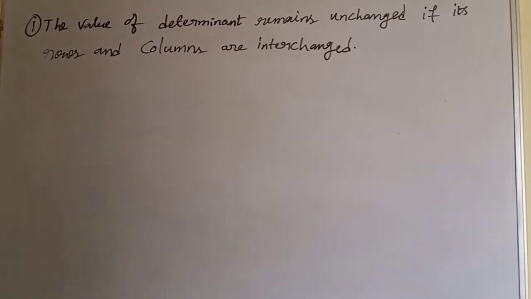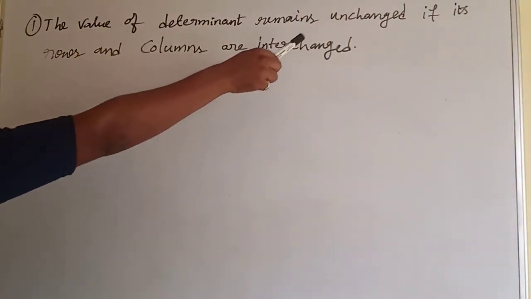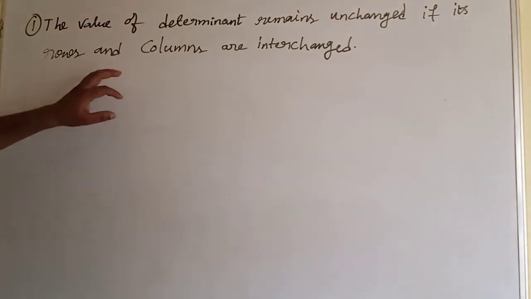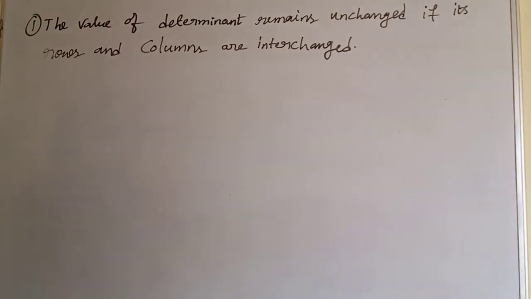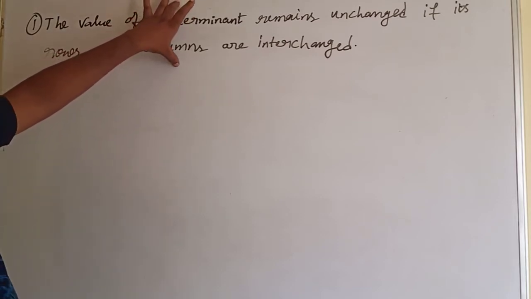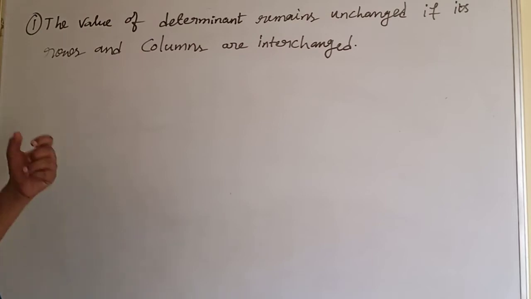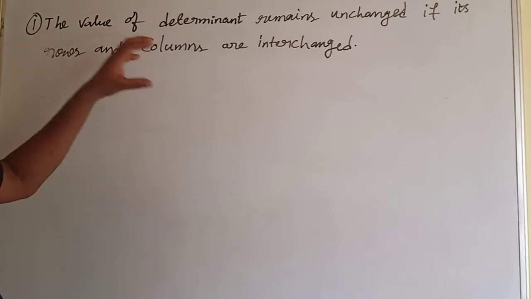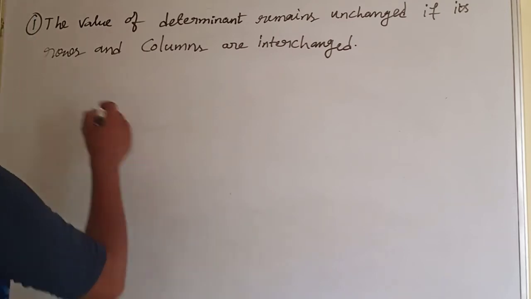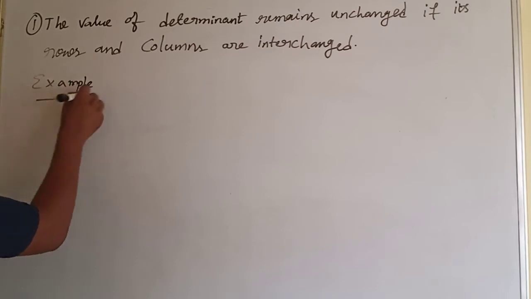Alright, so what is the first property? The first property is the value of a determinant remains unchanged if its rows and columns are interchanged. So what is the meaning of this? The meaning is that if you take the transpose of this determinant, then also the value of the determinant cannot be changed. So I'll take one example so that you can understand.